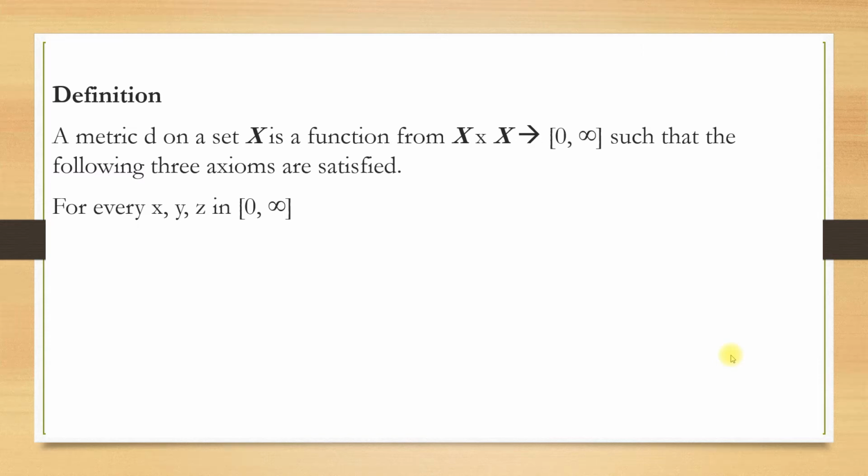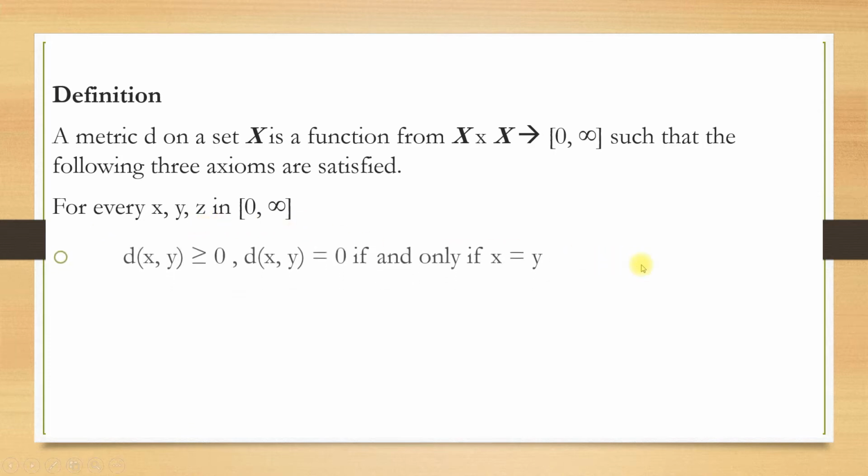Hello friends, today we will discuss a metric on a set X and different types of metric. So the usual definition is: a metric d on a set X is a function from X cross X to the closed interval [0, infinity) such that the following three axioms are satisfied. Actually, a metric means a distance function from the cross product of the set to the closed interval [0, infinity). Let's discuss the three conditions for every x, y, z in X.